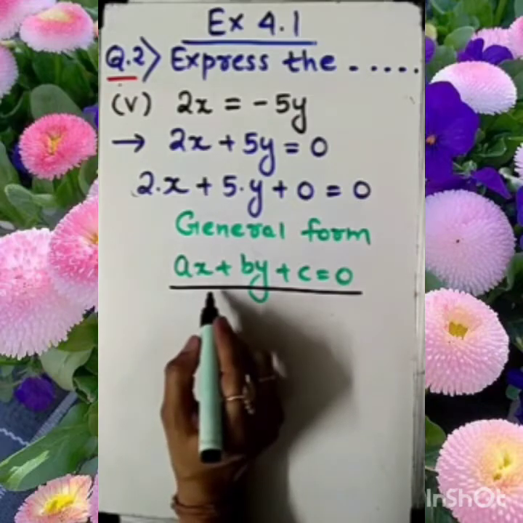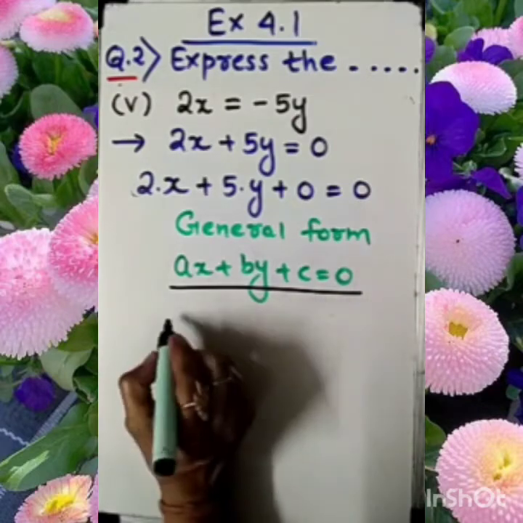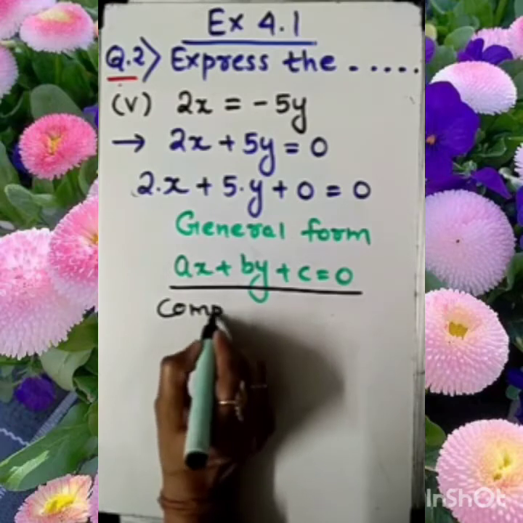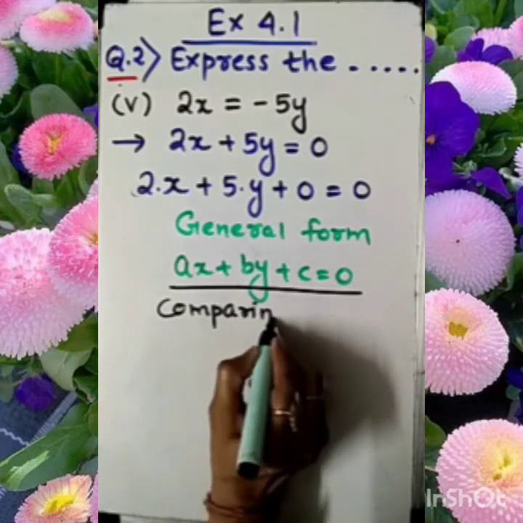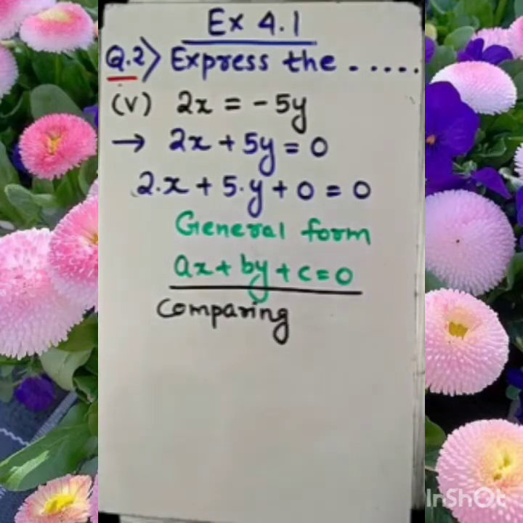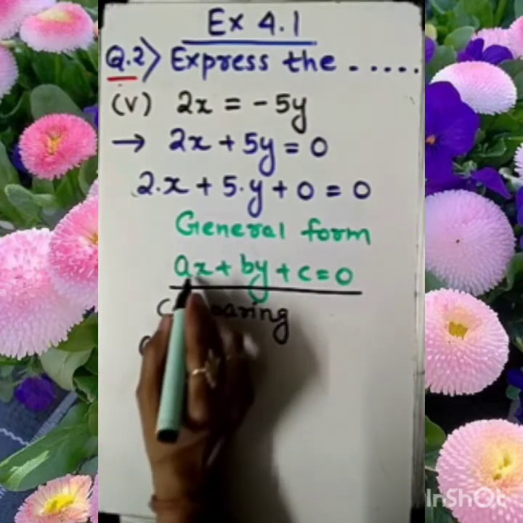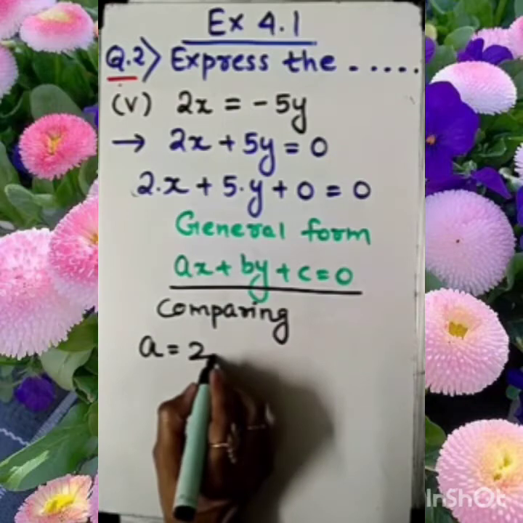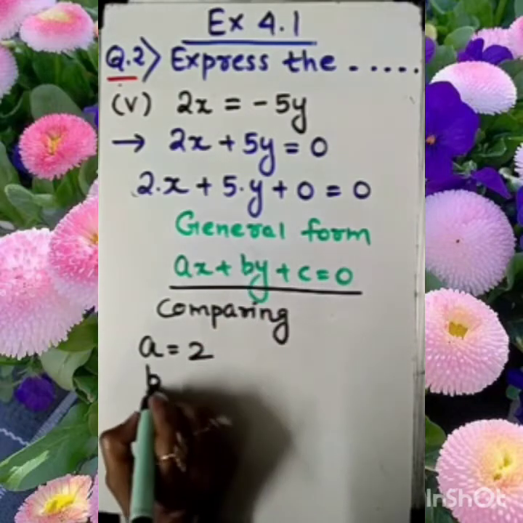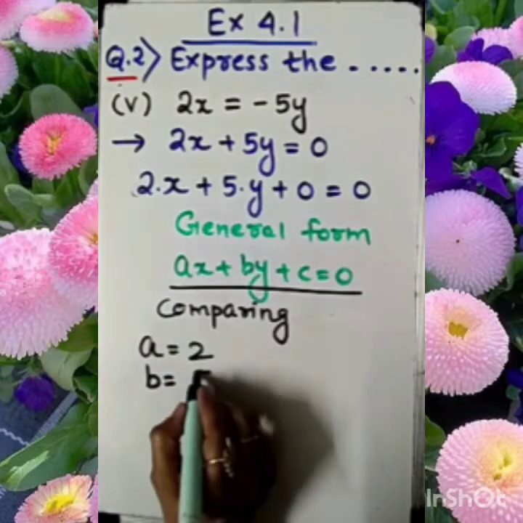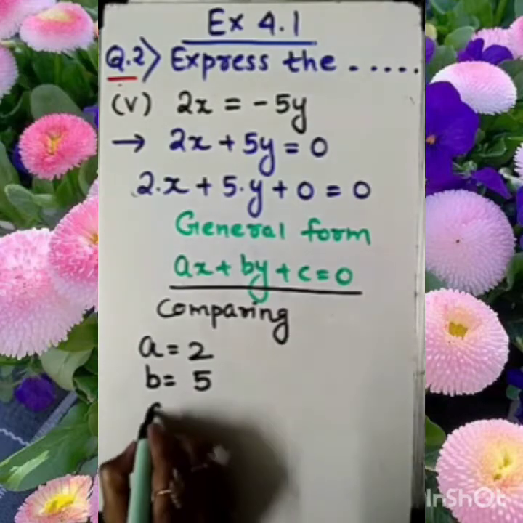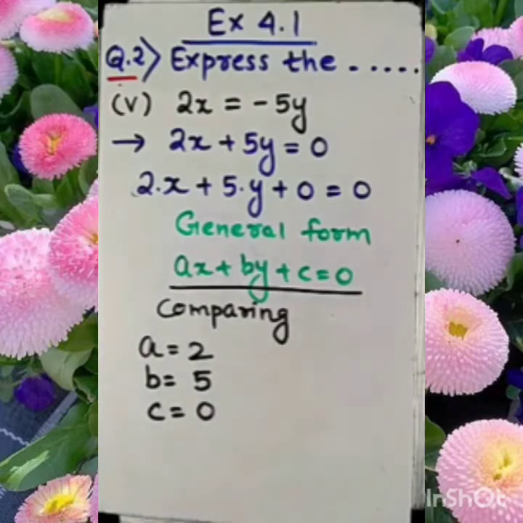If we compare, this is the general form. Now we need to compare. So please mention comparing. If we compare, then a equal to 2. Agree? The value of a will be 2. What is the value of b? b equal to 5. And the value of c is equal to 0.